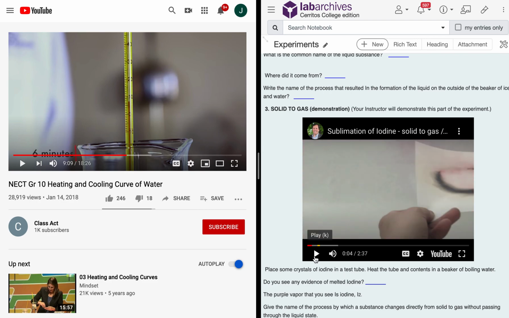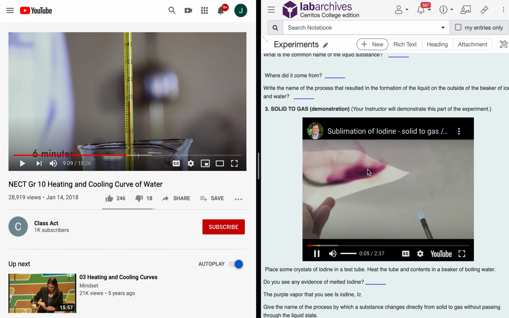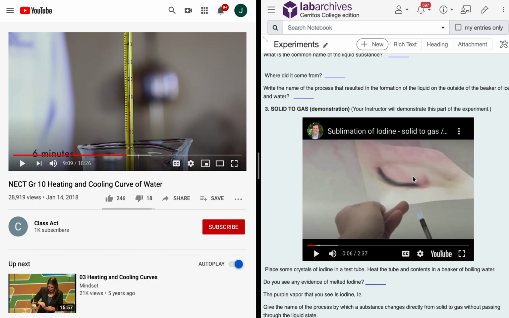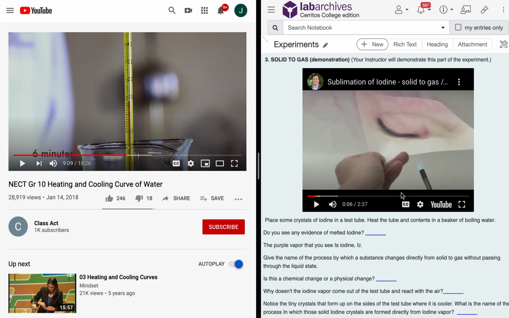You can load it to the other videos. Basically, this iodine is the solid. After they heat it, it turns into the purple vapor. That process of changing from solid to gas is sublimation. Do you see evidence of melted iodine? Basically, the iodine is not melted, it's not turned into liquid. It goes directly from the solid to gas.